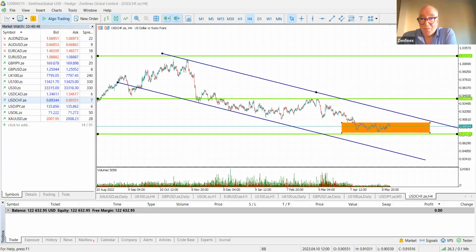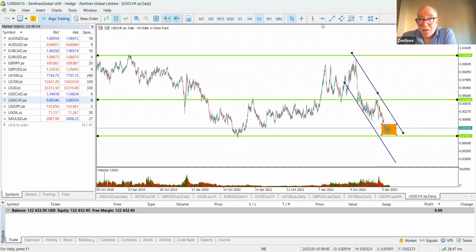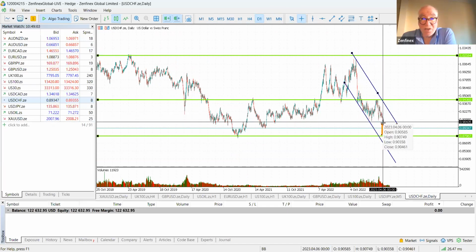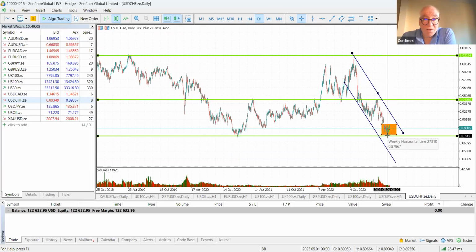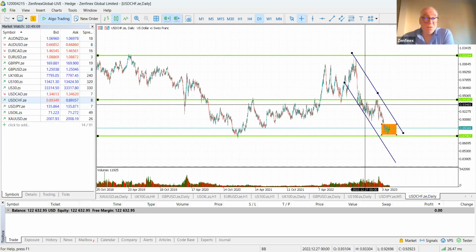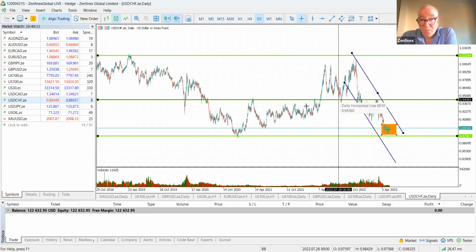Because there's the news, and let me just see if I can get that down to a daily perspective. So we can see here how the news impacted it. So this was March, around here. So it continued falling down, hit the weekly support, and then has been consolidating. So it's probably waiting for this new news to come out as well.